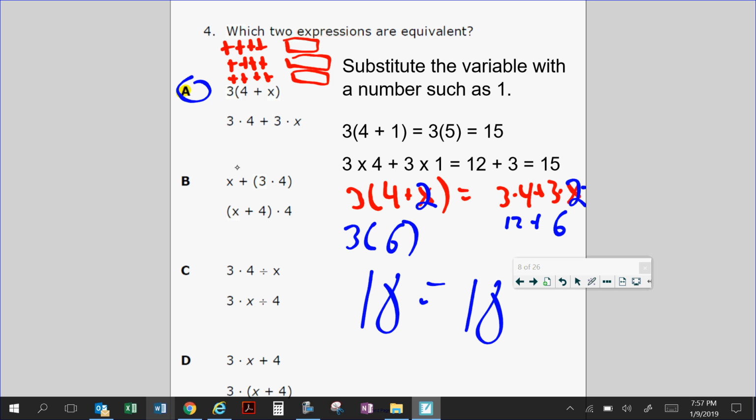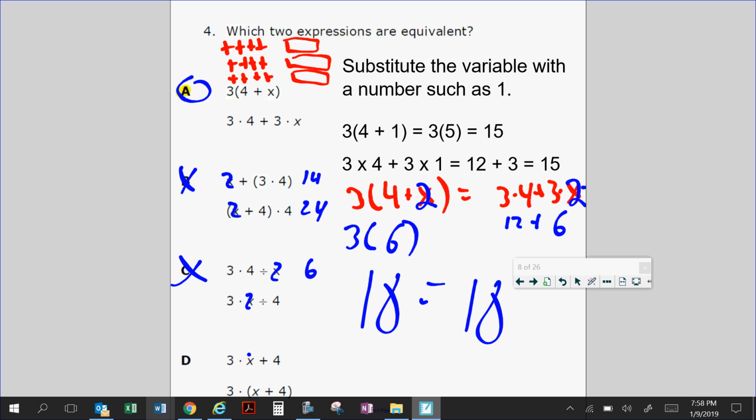If we try B, if I replace this x with 2, this x with 2, would that work? 2 plus 12 is 14. 2 plus 4 is 6. 6 times 4 is 24. No, that is not equivalent. If I replace the x with 2, 3 times 4 is 12 divided by 2 is 6. 3 times 2 is 6 divided by 4. That's not going to equal 6.